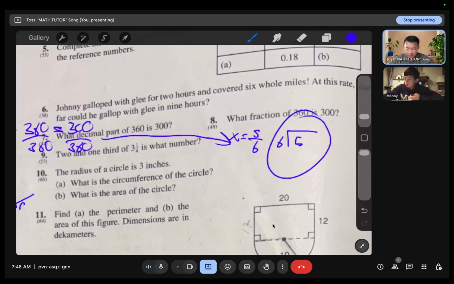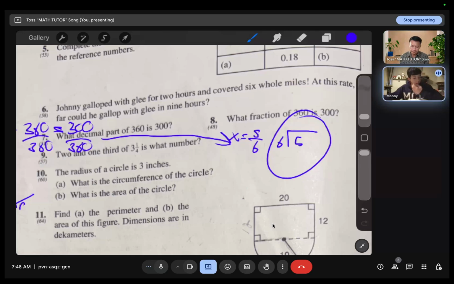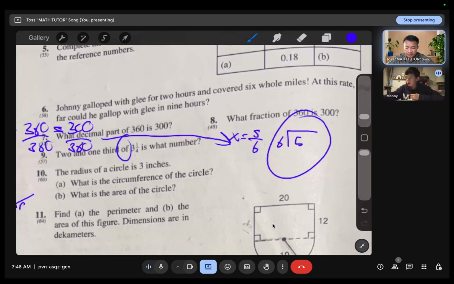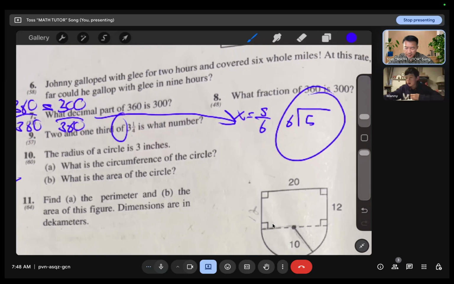Right, let me see, 2 and 1/3 of this is what number 9? Just tell me how to do that. So you have 2 and 1/3 times 3 and 1/4 equals x, and then you make those improper. So it'll be 7/3 times 13/4 equals x. Yeah, you got it. So it's a multiplication between the two fractions. Okay.